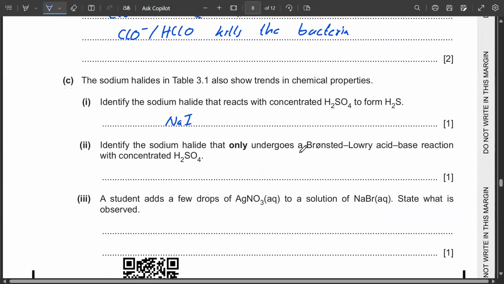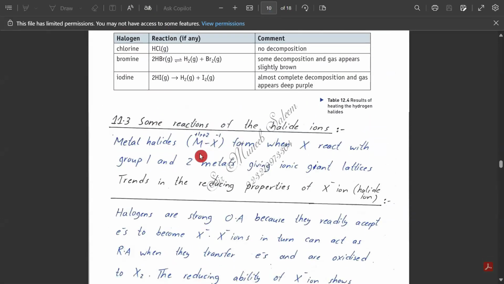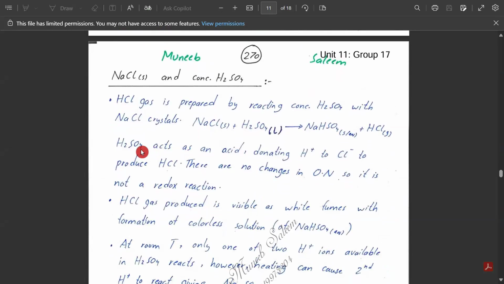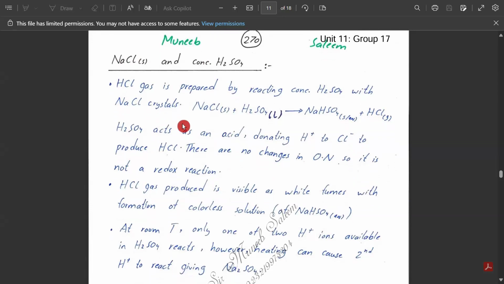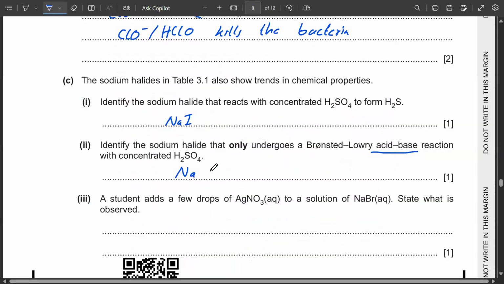Then identify the sodium halide that only undergoes a Bronsted-Lowry acid-base reaction with concentrated sulfuric acid. So if we go to the reaction between sodium chloride and sulfuric acid, here sulfuric acid acts as an acid, donating the proton to the chloride to produce HCl. There are no changes in oxidation number, so it is not a redox reaction. So the reaction between sodium chloride and sulfuric acid is only an acid-base reaction in which H2SO4 acted as an acid, and the sodium chloride acts as the base. That's how we can say that it is only an acid-base reaction. So we will write NaCl over here.